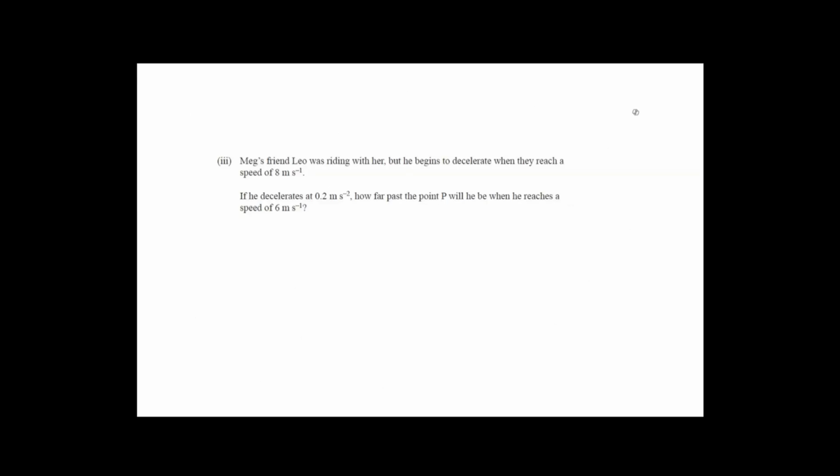Last question. Meg's friend Leo was riding with her, but he begins to decelerate when they reach a speed of 8 meters per second, which is what we just worked out. So in other words, when t equals 5 and they've covered 32.5 meters. He decelerates at 0.2 meters per second. How far past point P when he reaches the speed?